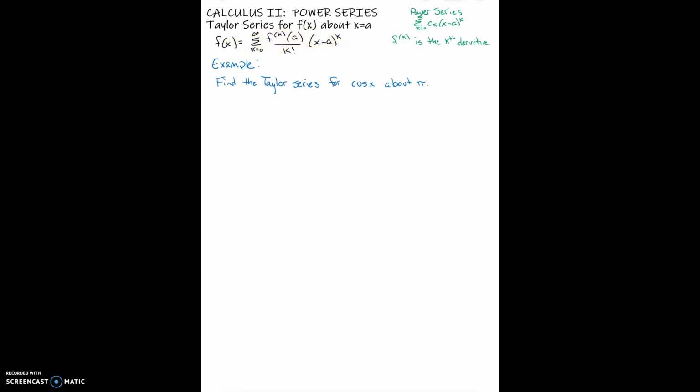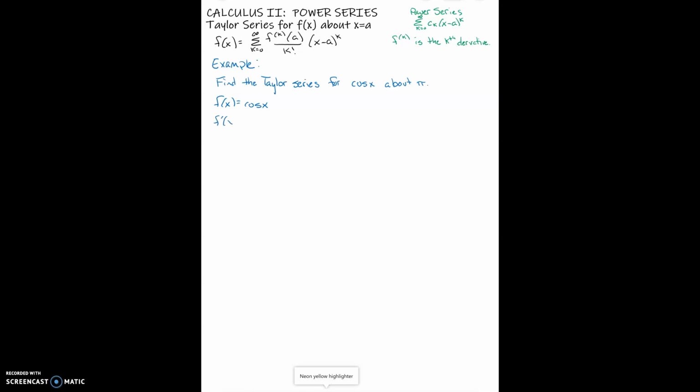So let's take a look at a Taylor series for the cosine of x about pi. So our function in this case, f of x, is the cosine of x. First thing we need to do is see if we can come up with a pattern for that kth derivative there in the numerator.